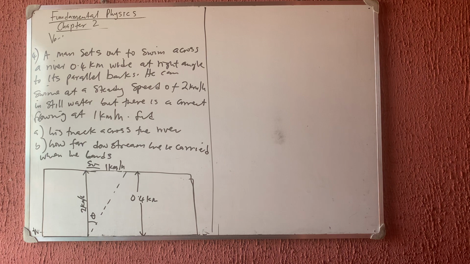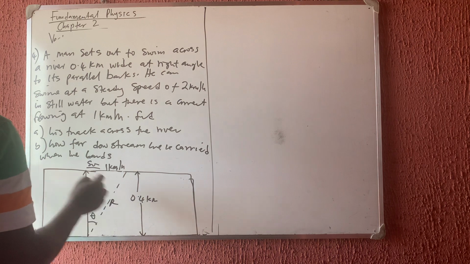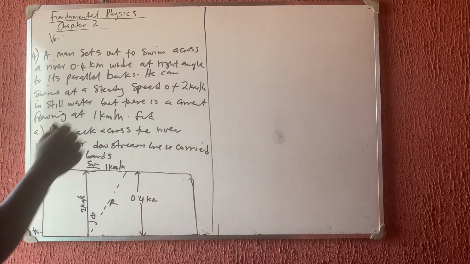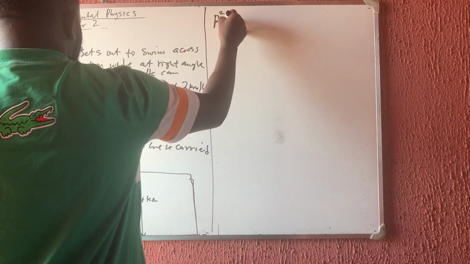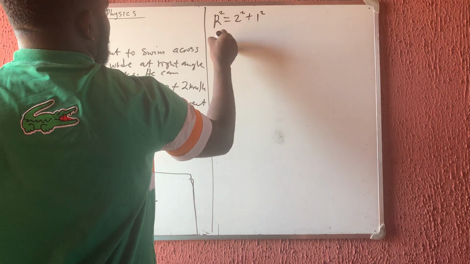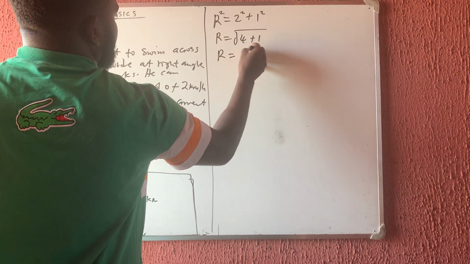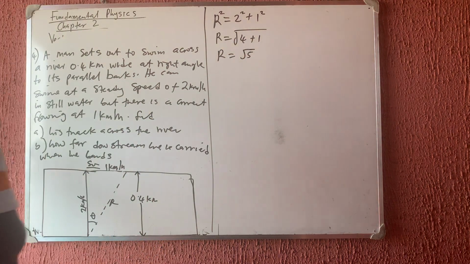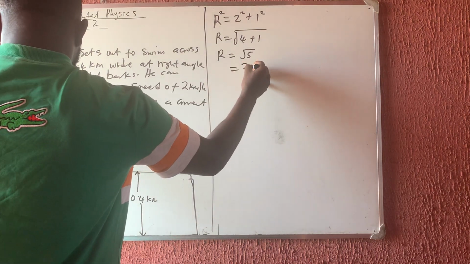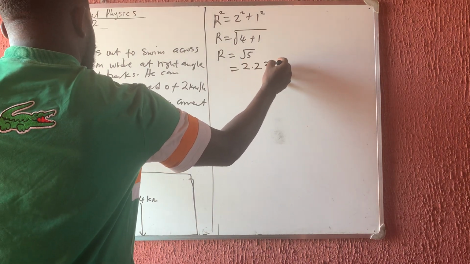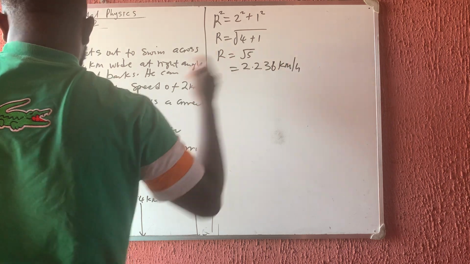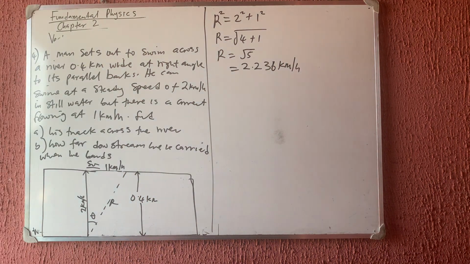So now, what do we do to find the resultant? The resultant r squared is equal to, by Pythagoras, 2 squared plus 1 squared. So r is the square root of 4 plus 1, which is the square root of 5, and that gives 2.236 kilometers per hour. That is the first question, his track across the river.